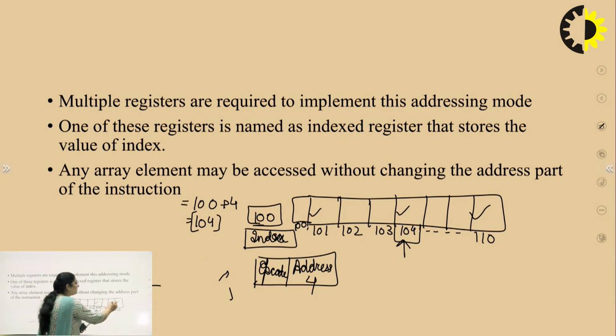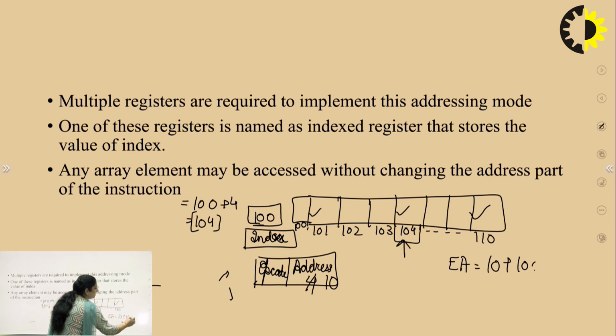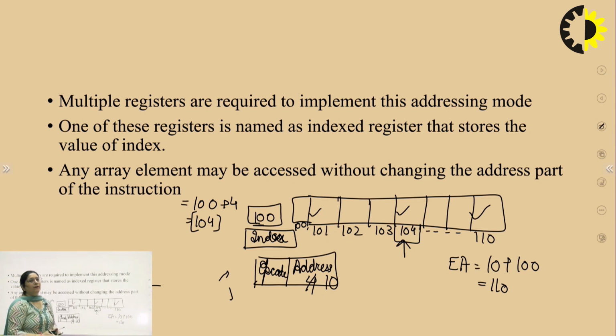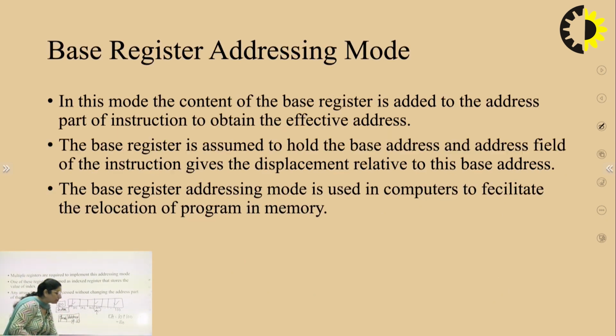If I wanted to access the data element from location 110, my address value would have been 10 and the final effective address will be the address part plus the index part, that is 110. This is again a special type of relative addressing. So the effective address is calculated in relation to the index value.